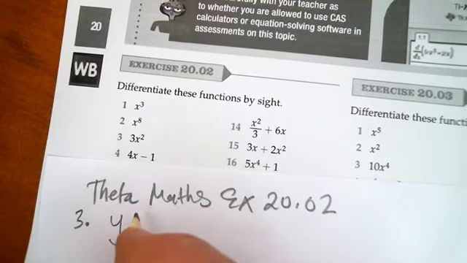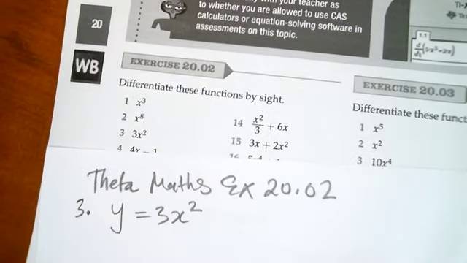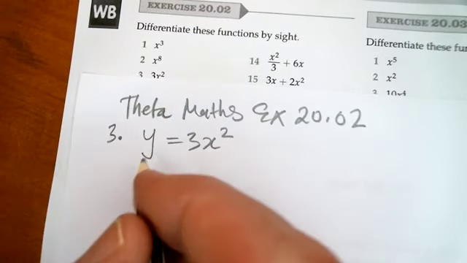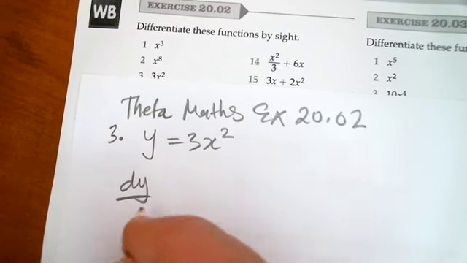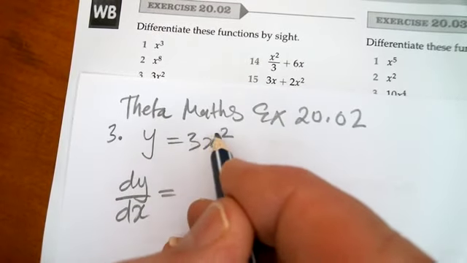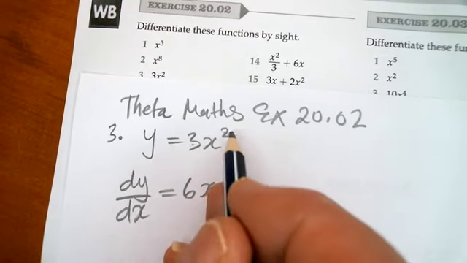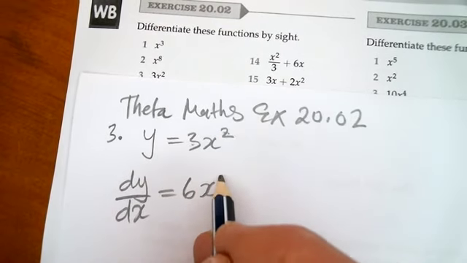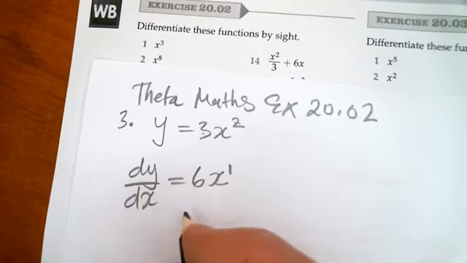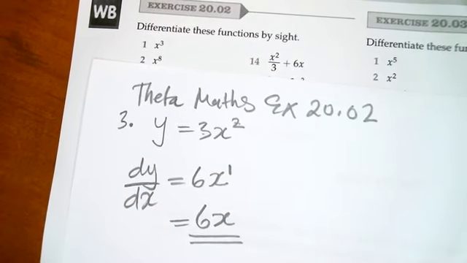So the first one, I'm going to make y equals 3x squared. So let's have a look. dy/dx is equal to, well, multiplying the coefficient by the power, 3 times 2 is 6. This is an x. The power is reduced by 1, becomes a 1. I'll write it in on this occasion, which is, of course, equal just to 6x. And there is my solution.